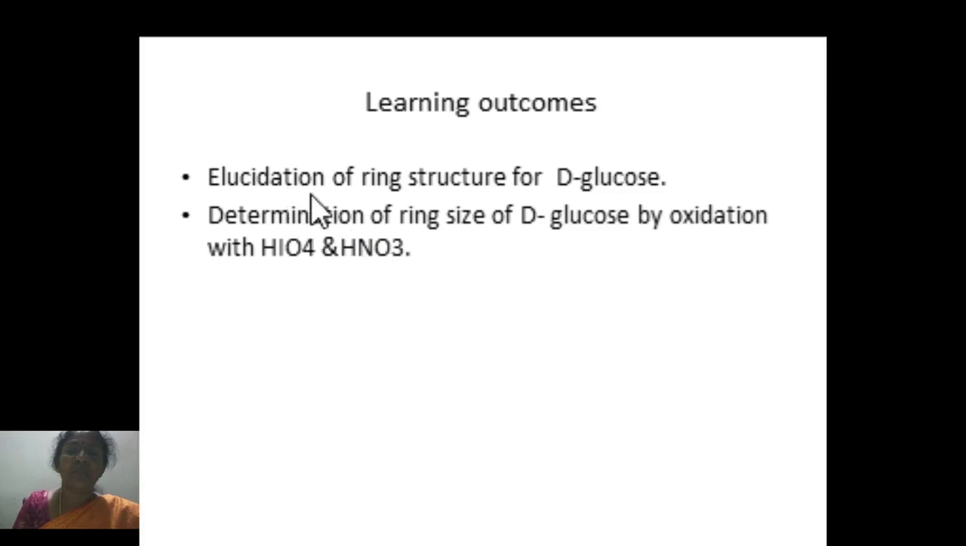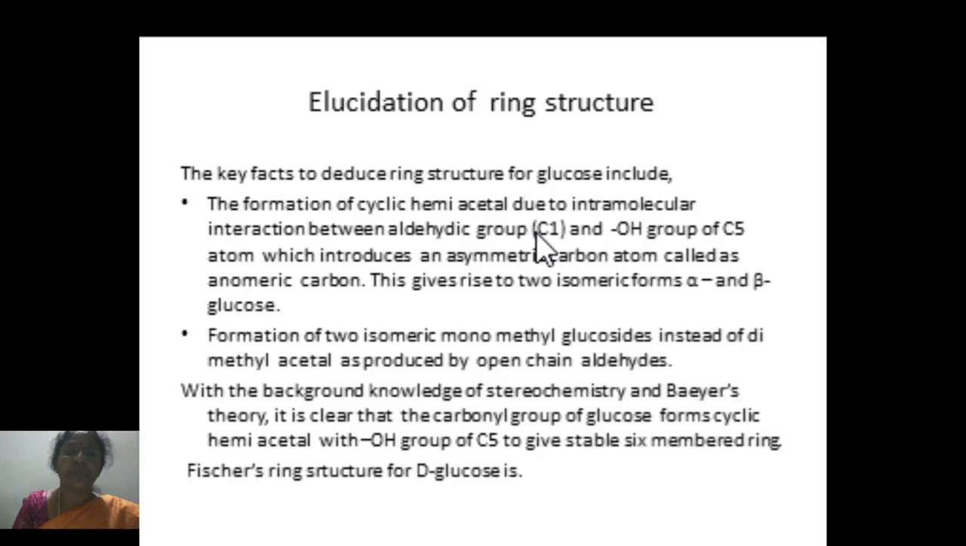Coming to the outcomes, students will be able to understand the facts about the elucidation of ring structure and determination of ring size of D-glucose. Coming to the elucidation of ring structure, there are two key factors to deduce ring structure of glucose. Number one is formation of cyclic hemiacetal.